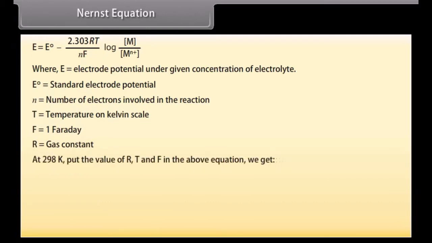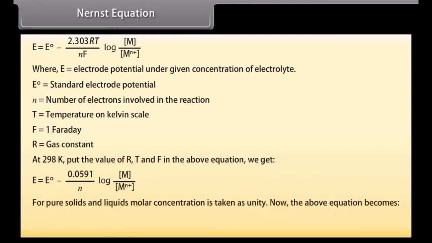At 298 Kelvin, put the value of R, T and F in the above equation. We get E is equal to E0 minus 0.0591 upon n log M upon M ion. For pure solids and liquids, molar concentration is taken as unity. Now, the above equation becomes E is equal to E0 minus 0.0591 upon n log 1 upon M ion.